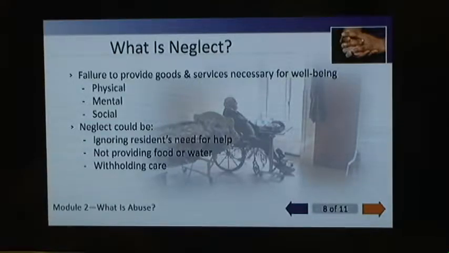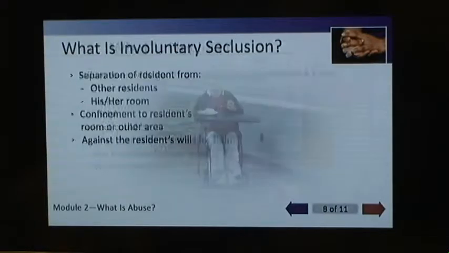What is neglect? Failure to provide goods and services necessary for well-being, for the resident's physical, mental, or social well-being. Neglect could be ignoring a resident's need for help, not providing food or water, withholding care. What is involuntary seclusion? Separation of a resident from other residents, his or her room, confinement to a resident's room or other area, and it's against the resident's will.